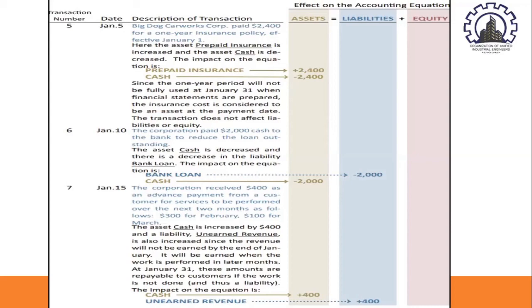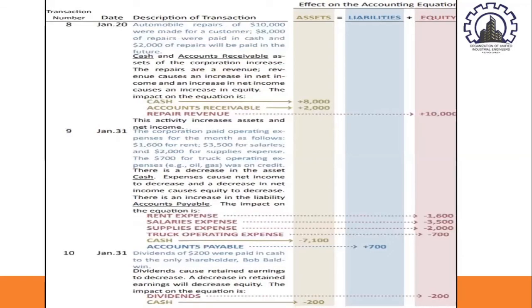And on the 20th of January, automobile repairs of $10,000 were made for a customer. 8,000 of repairs were paid in cash, and 2,000 of repairs will be paid in the future.